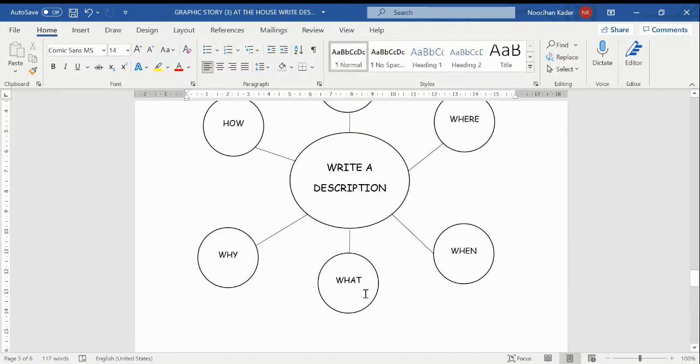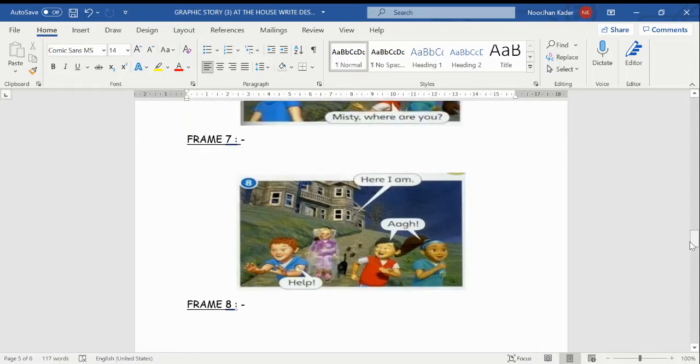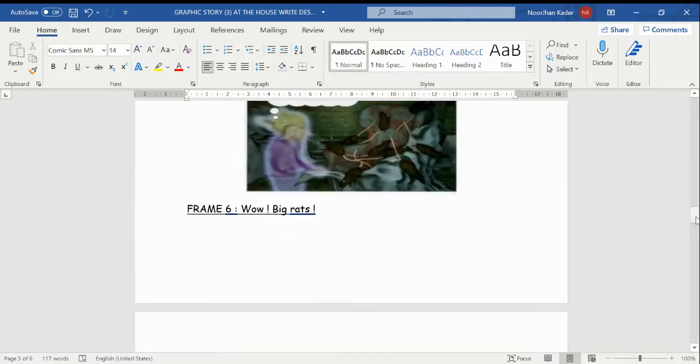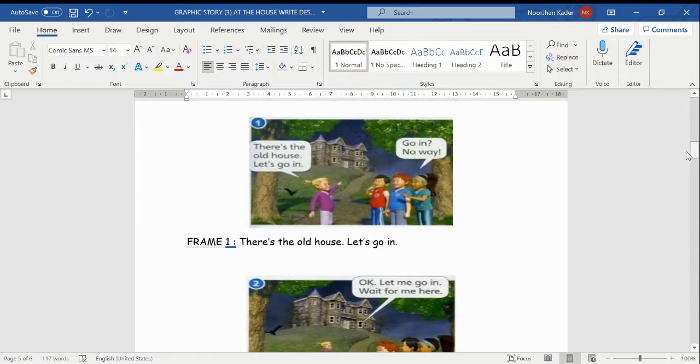So what? What is an important question. Why? Because here you can see there are so many things which can actually answer the question what. First, let's look at the sentences. There's the old house, let's go in. This actually answers the question what. But because we've already used this description to answer the first question, which, we forego this.